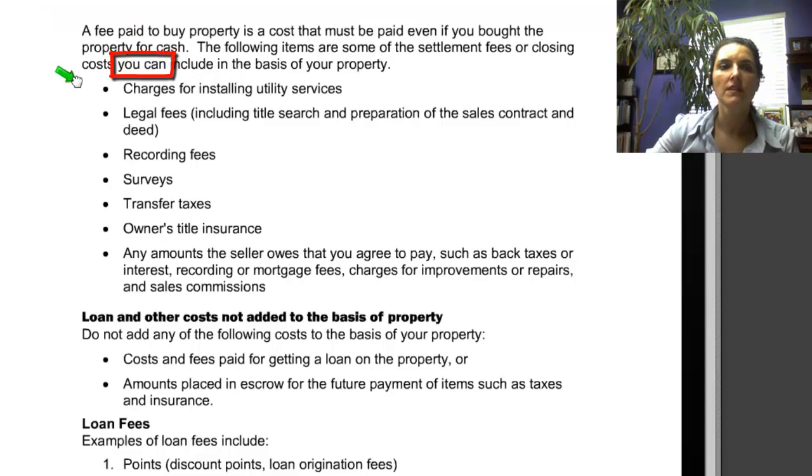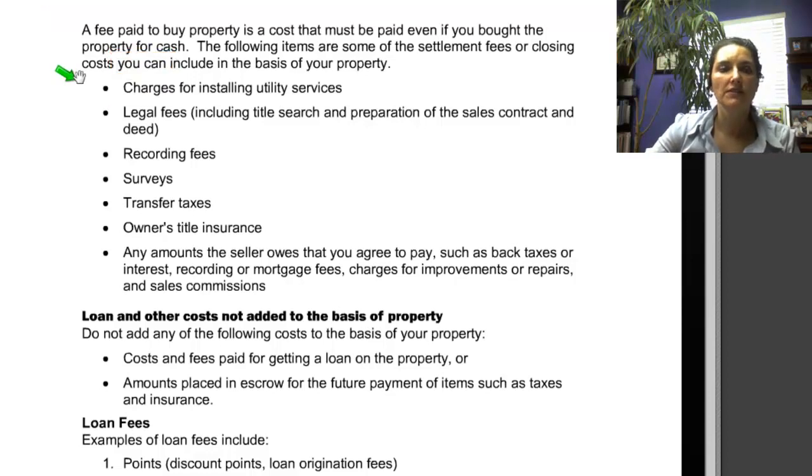The following items are some of the settlement fees or closing costs you can include in the basis of your property. Charges for installing utility services, legal fees including title search and preparation of the sales contract and deed, recording fees, surveys, transfer taxes, owner's title insurance, and any amounts the seller owes that you agree to pay, such as back taxes or interest, recording or mortgage fees, charges for improvements or repairs, and sales commissions.